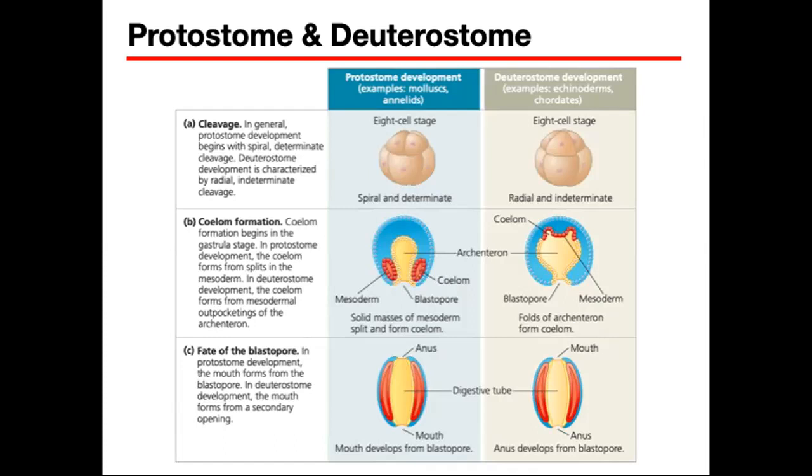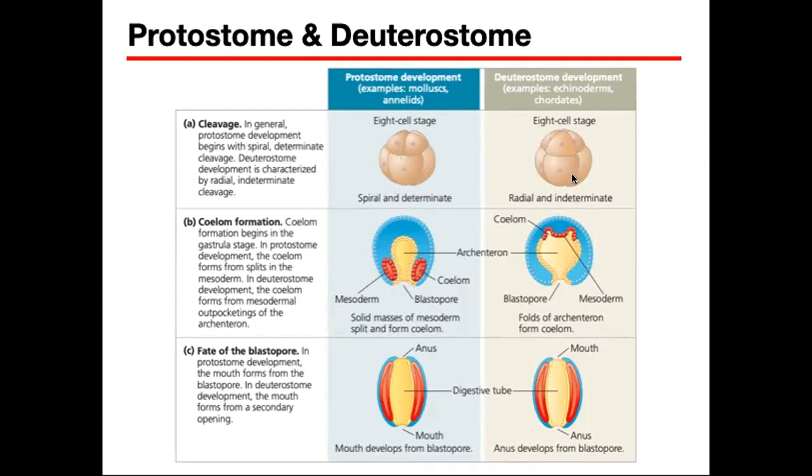Okay? In terms of the 8-cell stage after cleavage, you think of it as 4x2 cells. 4 on top, 4 on the bottom. Okay? It is spiral and determinate for protostome. Spiral because the cells on top and on the bottom do not exactly overlay each other.